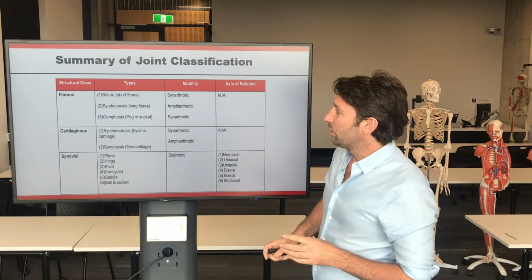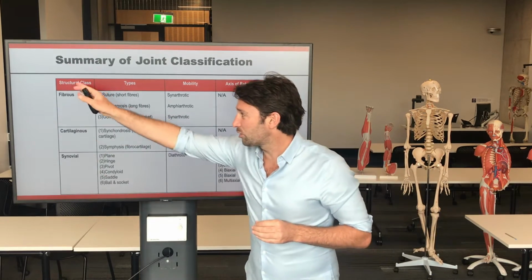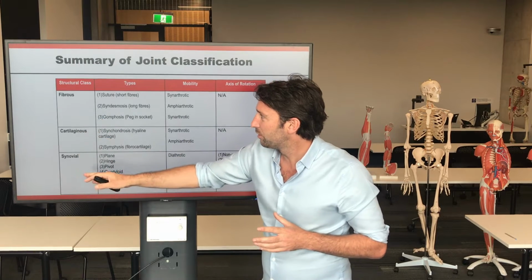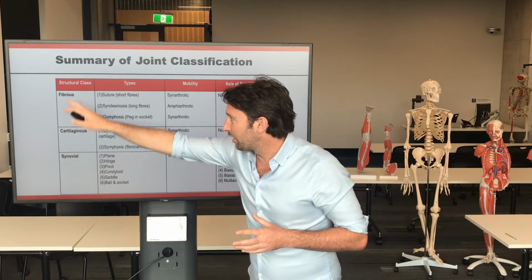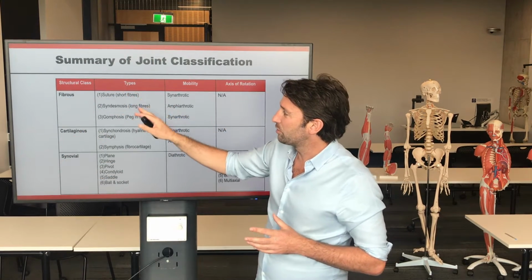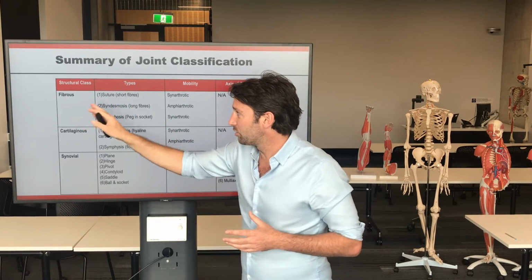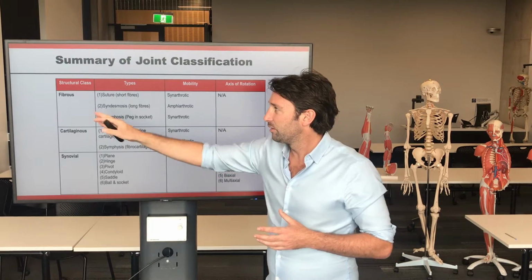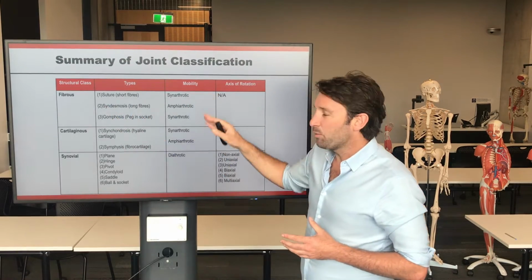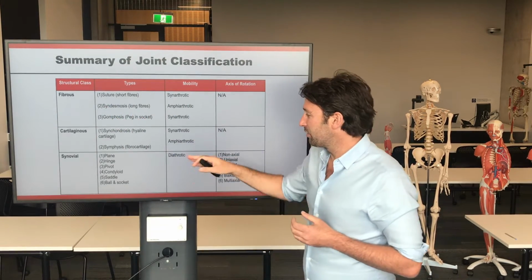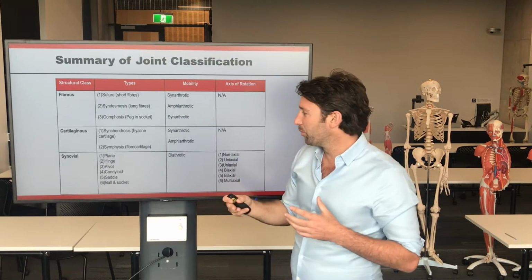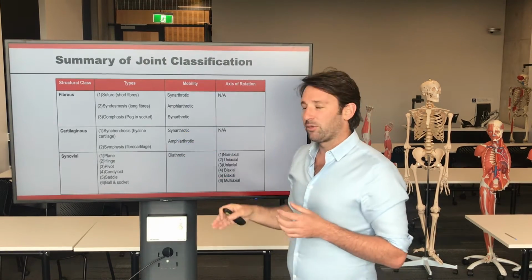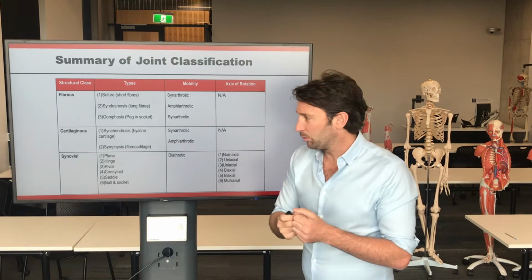But, just to really simplify, we had the structural class. This is what the joint is made up of, and there were 3 different types of structural class. The types of joints refers to the type of joint within those structural classes, and there's 3, 2, and then 6. Mobility, we had 3 different words. Diarthrotic, meaning freely movable. Amphiarthrotic, meaning a little bit of give, a little bit of movement. And synarthrotic, meaning no movement at all.